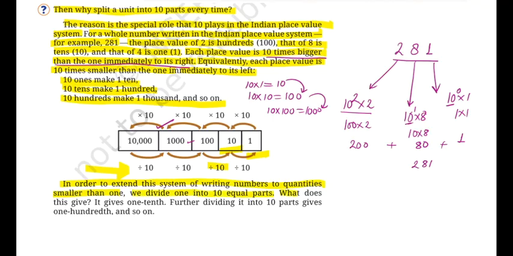In order to extend this system of writing numbers to quantities smaller than 1, we divide 1 into 10 equal parts. What does this give? It gives 1/10. Further dividing it into 10 parts gives 1/100 and so on. So now if you further move, आप इससे further right side में जाओगे तो क्या हो जाएगा? Let's divide 1 by 10 again. So you get 1/10 of a part. Now let's divide 1/10 by 10. You will get 1/100th and so on. So as you keep moving, you will get more and more smaller parts.